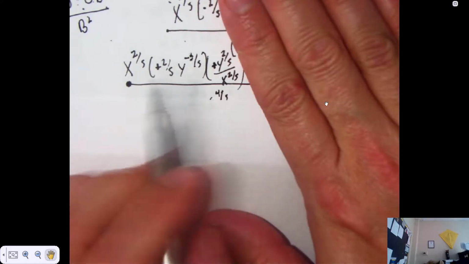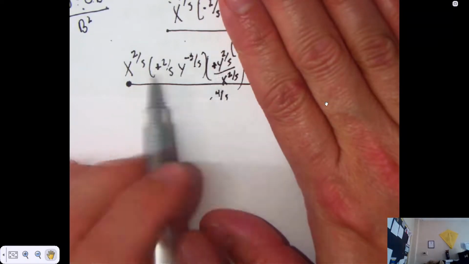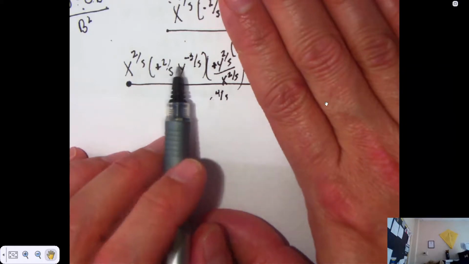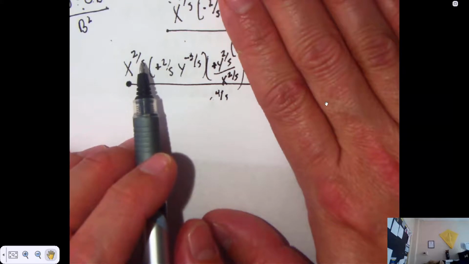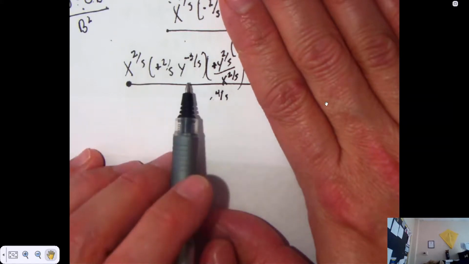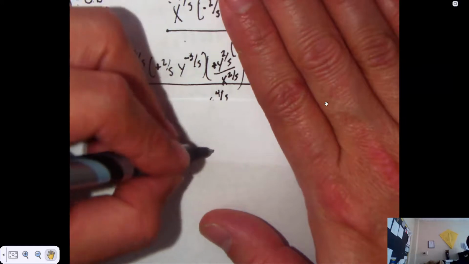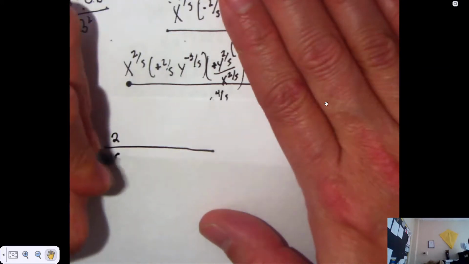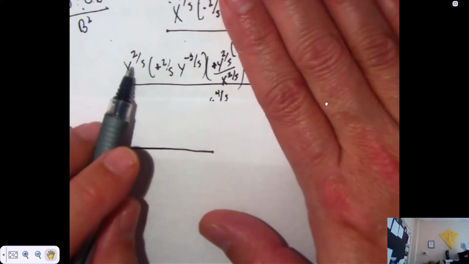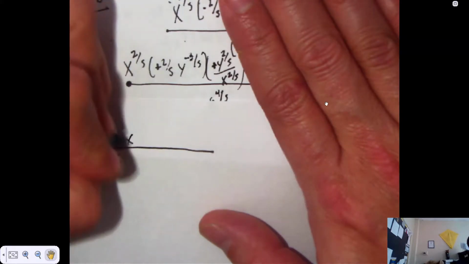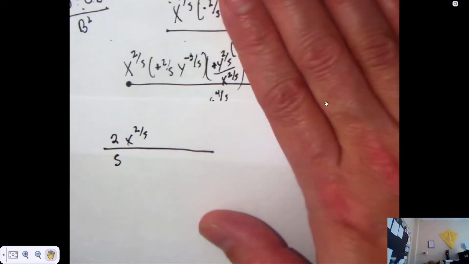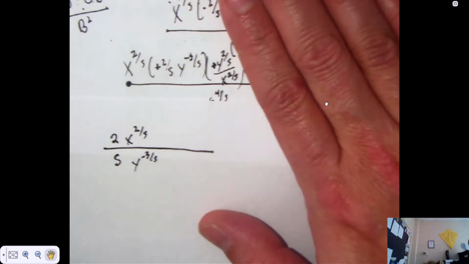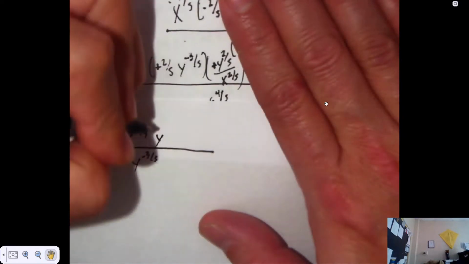And this is all one big multiplication string. Every last bit of it's one big multiplication string. So I'm going to rewrite it as a fraction. If it's got a positive exponent, it's going to stay up high. If it's got a negative exponent, I'm going to shift it down low. And you also have that 2/5. So 2 up high, 5 down low. I see an x to the 2/5 that's going to stay up high. I have a y to the negative 3/5 that I'm going to move to the bottom. I have a y to the 2/5.